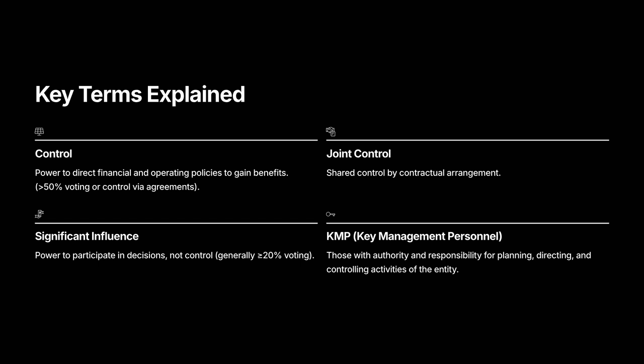5. Key terms explained. Control: the power to direct policies to gain benefits, usually more than 50% voting or equivalent contractual power. Joint control: shared decision power under an agreement. Significant influence: power to participate in decisions but not control, often around 20% voting. KMP: key management personnel. These are people who plan, direct, and control the entity's activities.